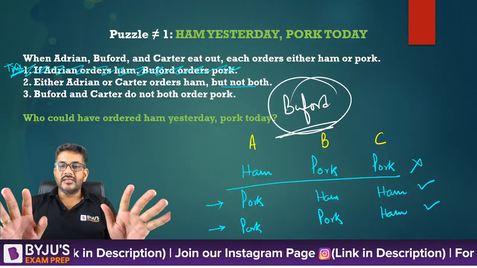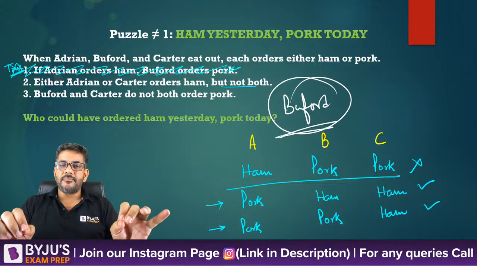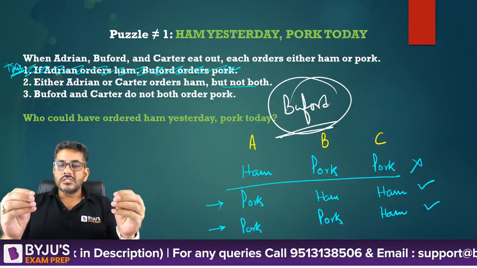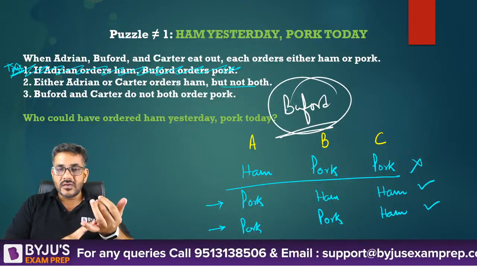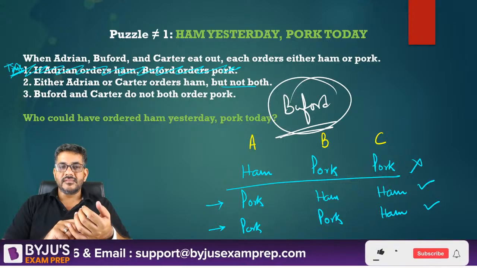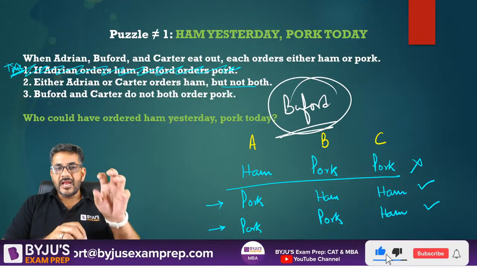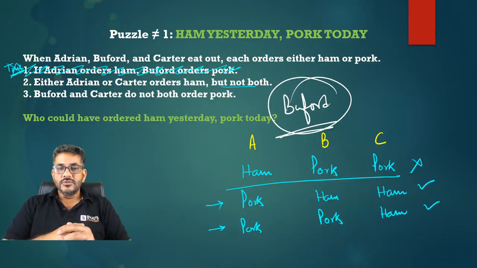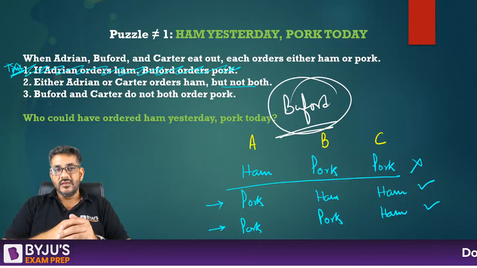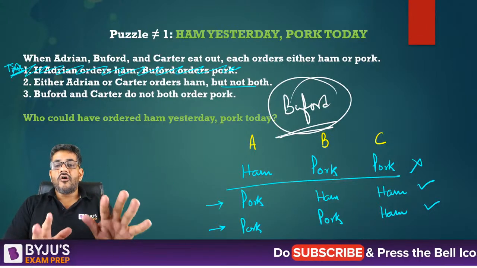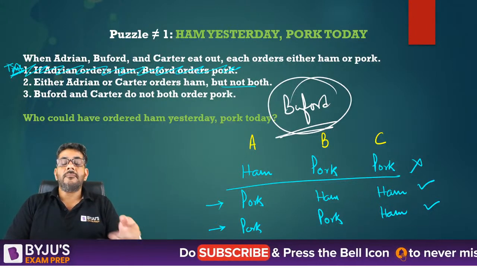I'm telling you again, these questions are extremely important from the perspective of learning reasoning. What all things do you learn by these? You learn how to make cases. You learn how to read a statement the way we just discussed. If Adrian orders ham, then what happens? So this is what we are talking about here. If Adrian orders ham, then this is the scenario. And if Adrian does not order ham, what happens?